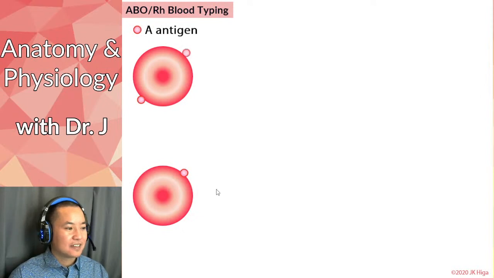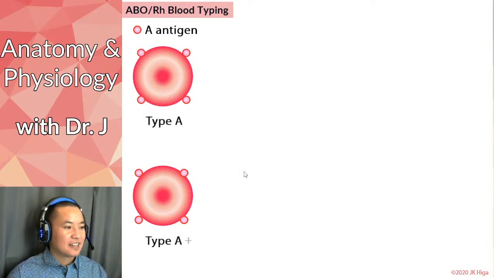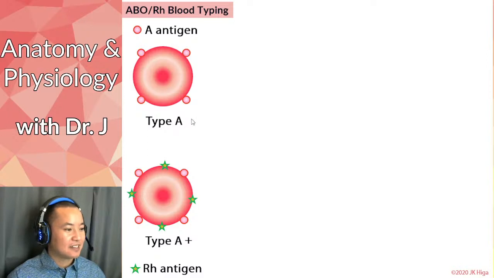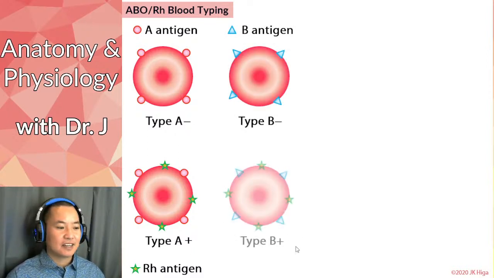All right, so to put it all together: type A blood means you have A antigen on your surface. And with A positive, that means you have the Rh factor. So that's the difference between people who have type A positive blood and type A negative blood: the presence of this Rh factor, whether it's there or not. Same with B antigen. If you have the Rh factor, you're B positive. If you have B antigens but no A antigens and no Rh, you're B negative.